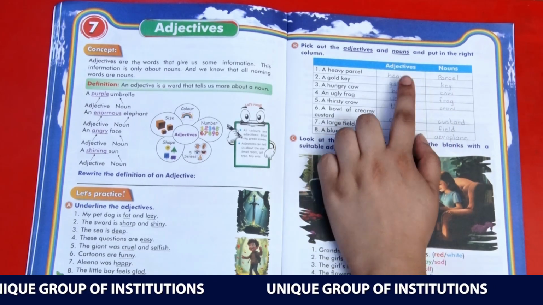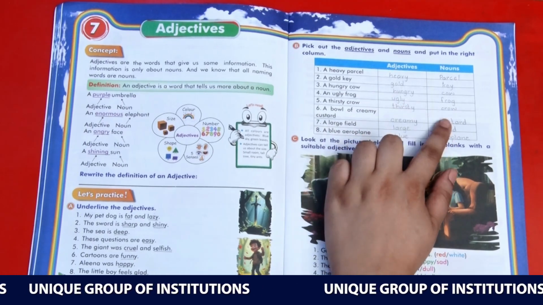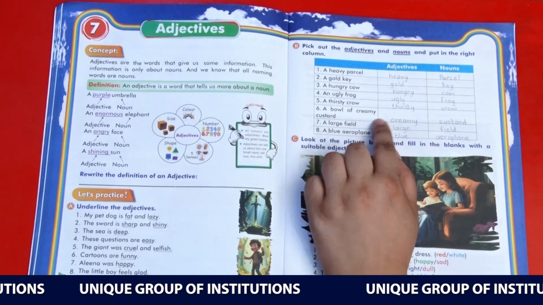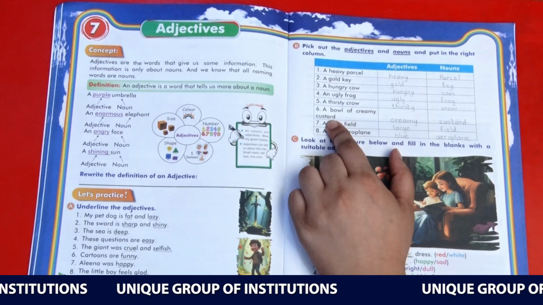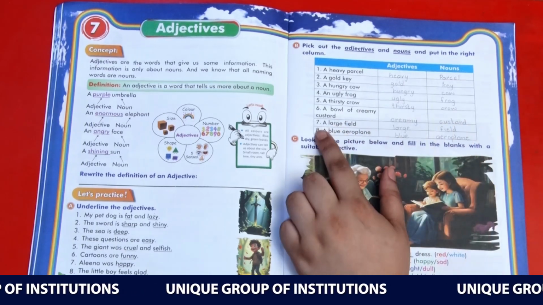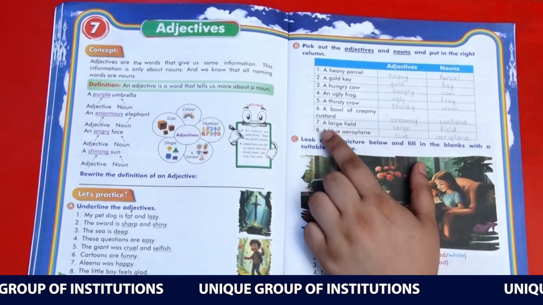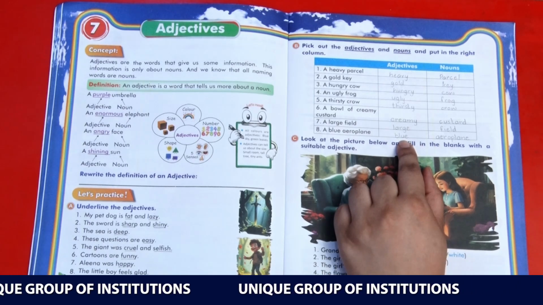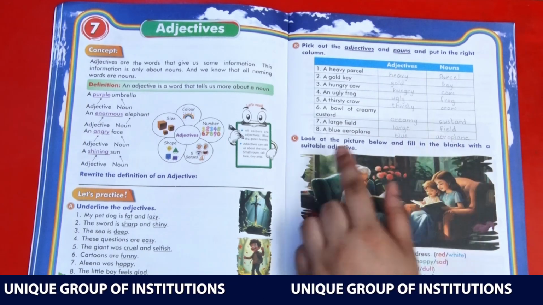Ugly is a quality adjective, so write it here. A thirsty crow. Crow is the noun, thirsty is the adjective. A bowl of creamy custard. Creamy is the adjective because it is giving us information about the custard, which is a thing to eat from the food section, and we will write it in the nouns. A large field. Field is a noun and the adjective here is large. A blue aeroplane. Write blue in the adjectives because it's a color and it's talking about an object, the aeroplane, and aeroplane is down here.